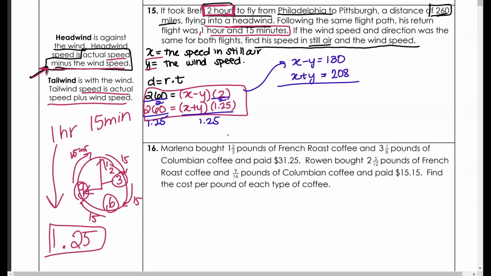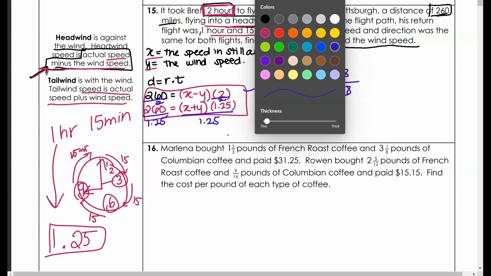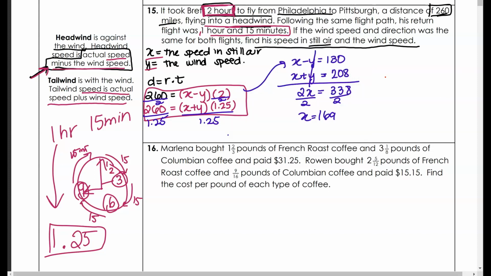Now, notice here that I have a negative y and a positive y, so those already just go away. So I'm left with 2x is equal to 338. Divide both sides by 2. I get x equals 169.